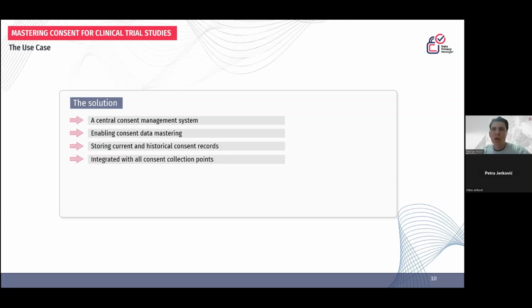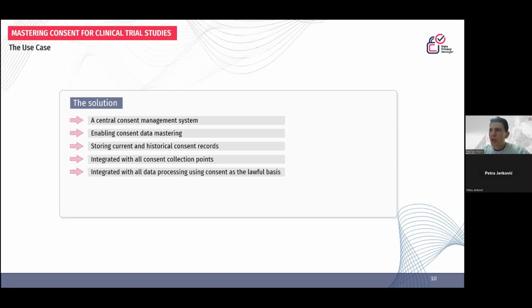It is integrated with all consent collection points. So whichever way you use, whichever consent channel you consume, it will be best if it is connected to one single source of truth. In that way, you will always know what is the current status, the current version of consent on the patient level.